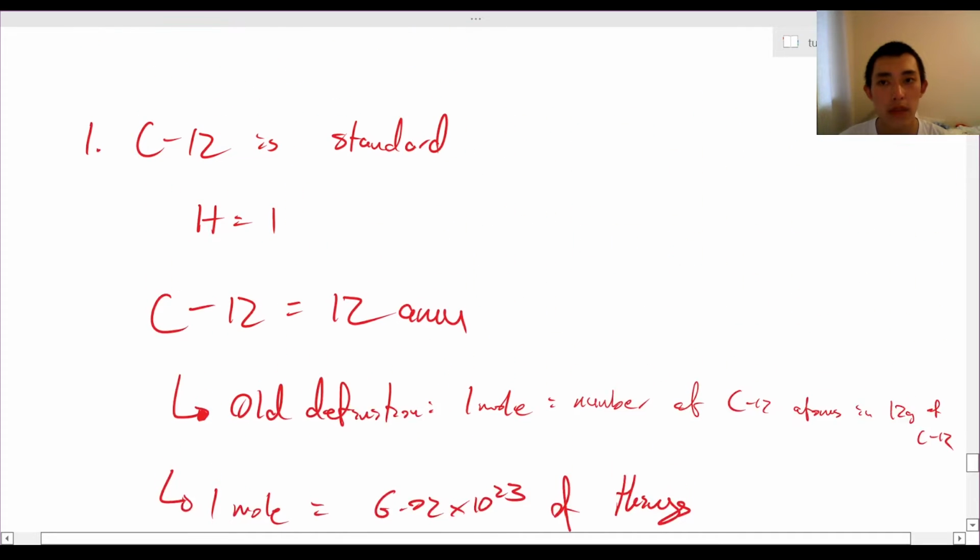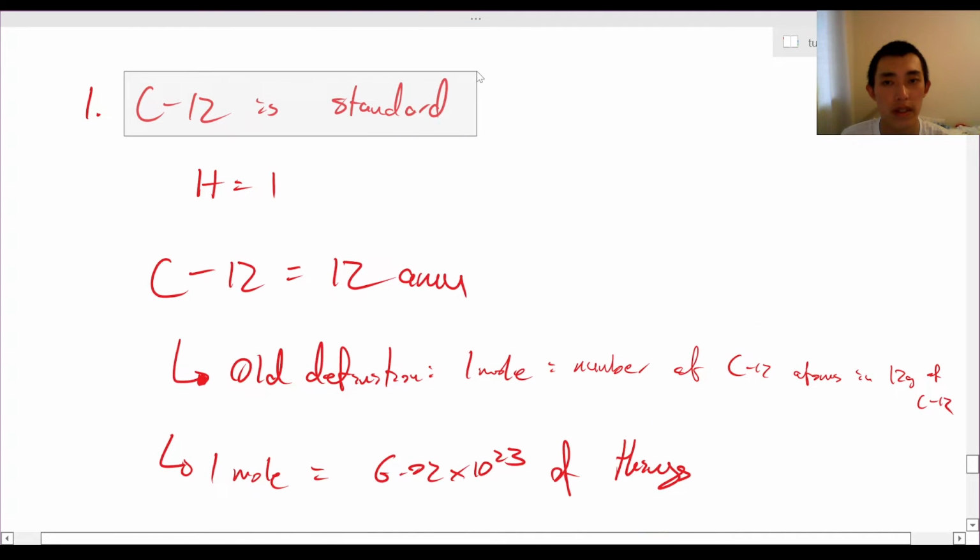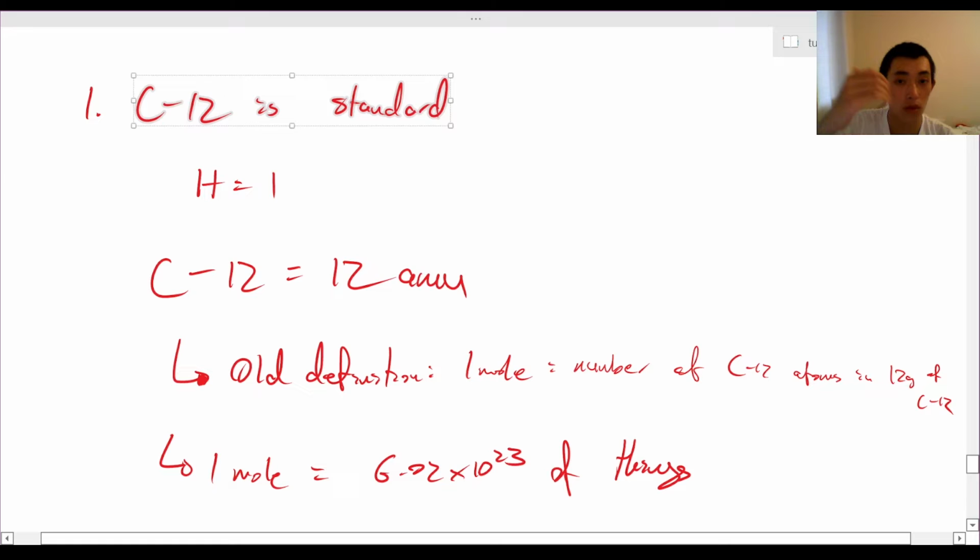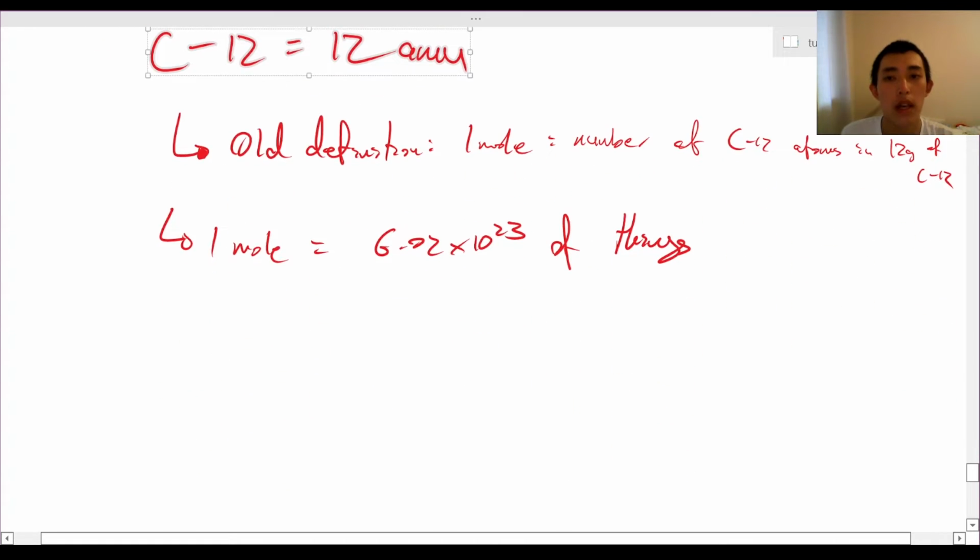So back to the first reason: because carbon-12 is the standard, and carbon-12 is 12 AMU. The reason why I wanted to go through this secondly is because it gets more involved.